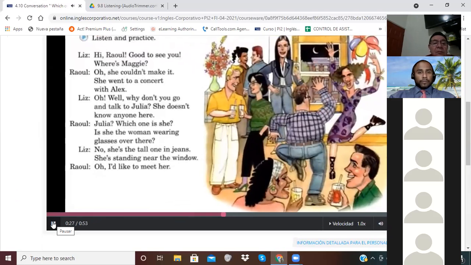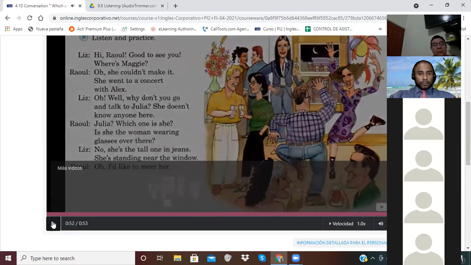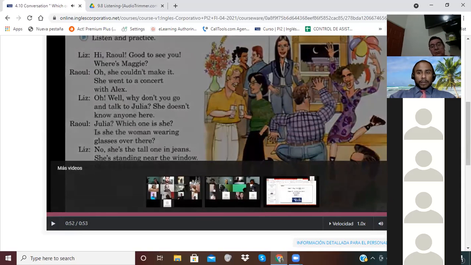Hi, Raul. Good to see you. Where's Maggie? Oh, she couldn't make it. She went to a concert with Alex. Oh, well, why don't you go and talk to Julia? She doesn't know anyone here. Julia? Which one is she? Is she the woman wearing glasses over there? No, she's the tall one in jeans. She's standing near the window. Oh, I'd like to meet her. All right.